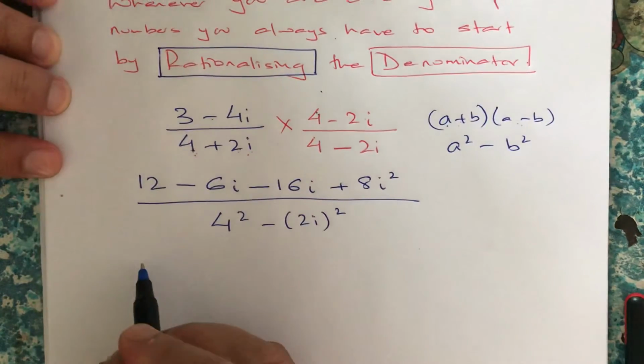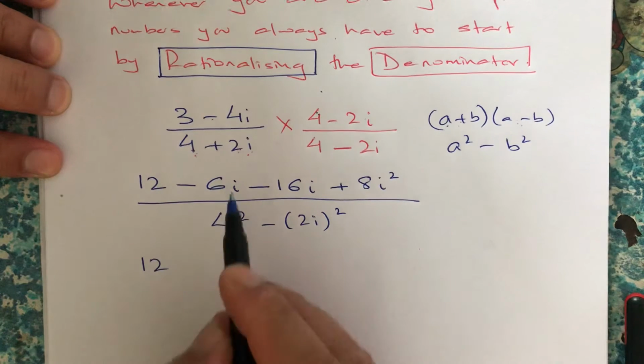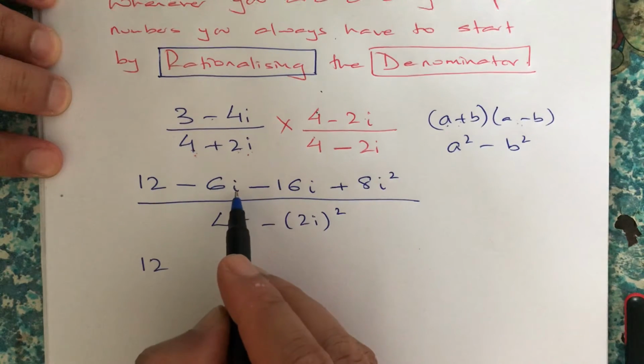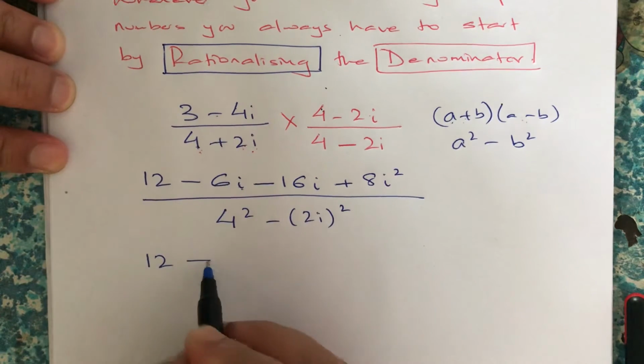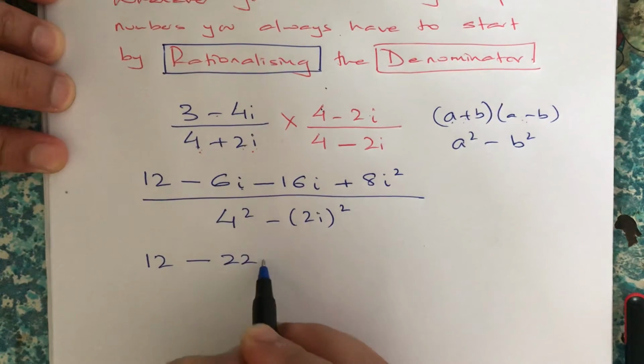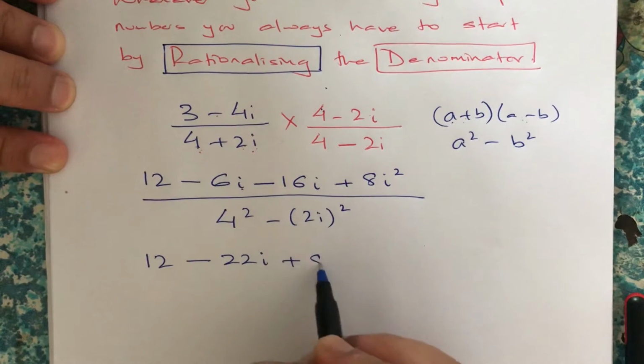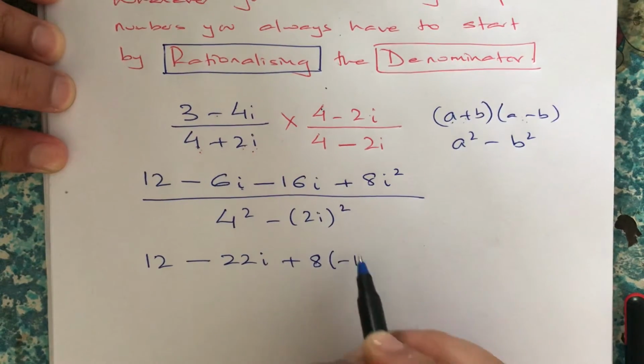Okay, and then if I look carefully, I can write this as a 12, and these two are exactly the same. How? Because they both have i and i, so they are like terms, so we can add. The common sign comes in the answer, and then I get a 22i, and then plus 8, and i squared everyone knows is a minus 1.